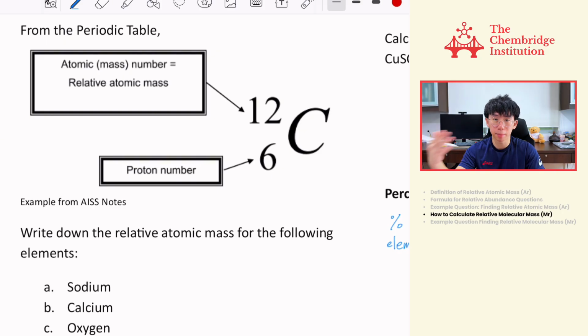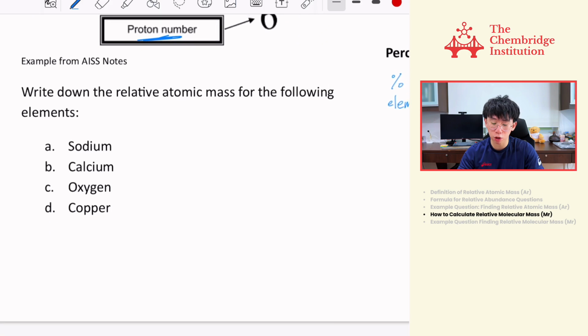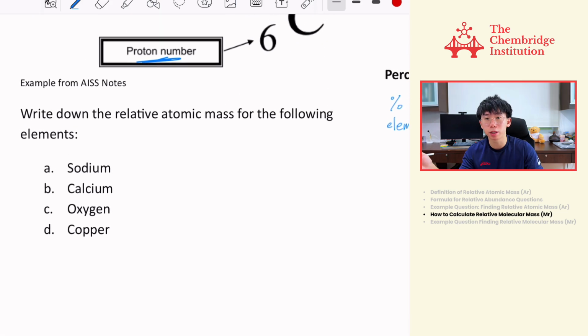So from the periodic table, what can we tell is the relative atomic mass of a particular element? Usually the top number is the atomic number, and we call this the relative atomic mass. So carbon is 12, no surprise, the bigger number. And the below number, as we've learned before, is the proton number. So when we want to write down the relative atomic mass for these following elements, you just have to look at the periodic table and you can fill this up.